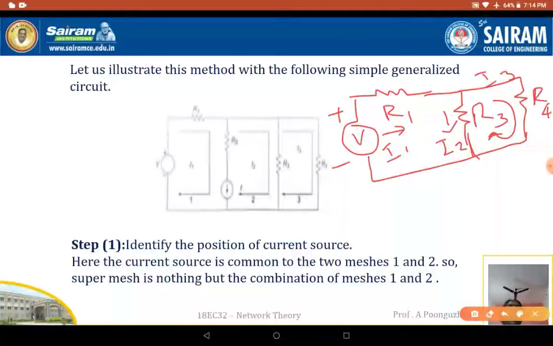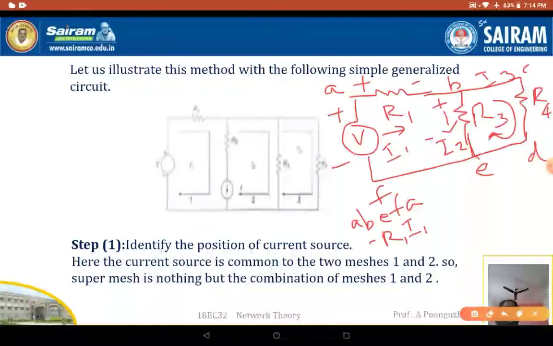Now I have two loops, so I will write two loop equations. Current is entering here, so this is plus and this is minus. I name the nodes A, B, C, D, E, F. Taking loop A, B, E, F, A: from plus to minus it is minus, the resistance is R1, and the current is I1. Then from plus to minus it is minus R3, the current in this loop is I2, and the difference current is I3. From minus to plus it is plus V equal to 0. So this is your first loop equation.